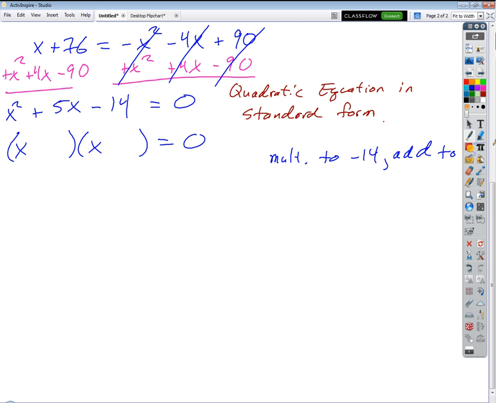It's positive 7, negative 2. Everybody agree? Positive 7 and negative 2 multiply to negative 14 and add to positive 5. So I get x plus 7, x minus 2. We got it factored, right? Now here's the trick though. This is a great strategy.